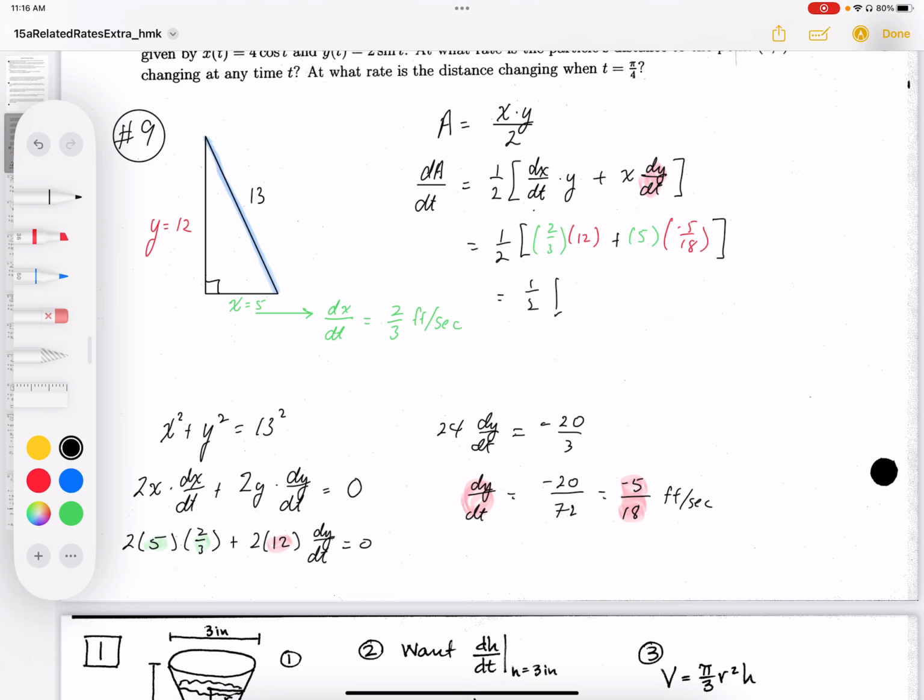So this works out to be 24 over 3. I'm just going to simplify that actually. That just works out to be 8 plus negative 25 over 18. Okay, and then what's that work out to be? I'm going to need a calculator here. So 1/2 times 8 minus 25 over 18, we end up with 3 point, I'll convert that to a fraction, we get 119 over 36. Okay, so we end up with 119 over 36. This is going to be square feet per second.